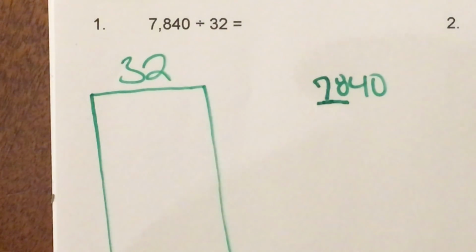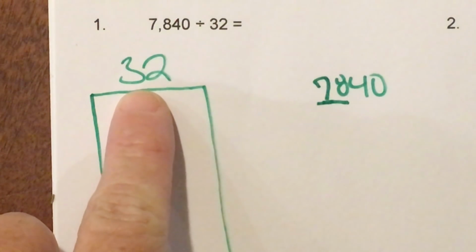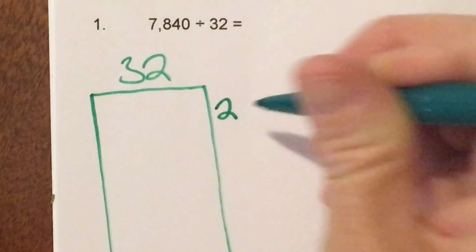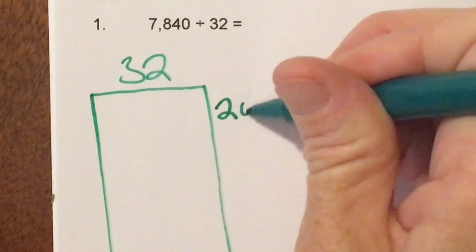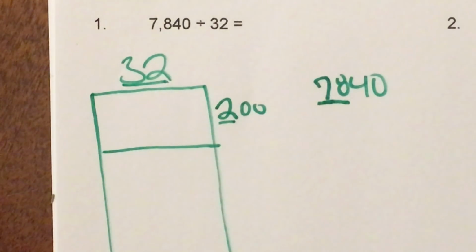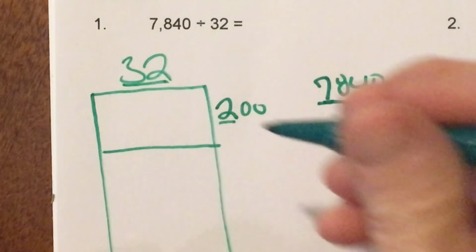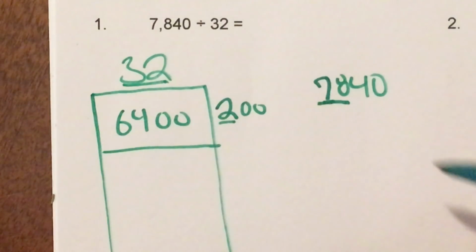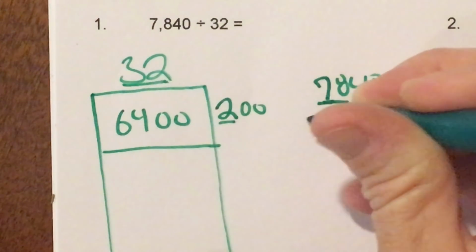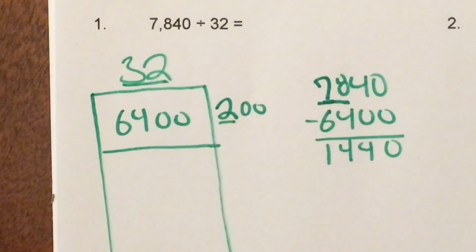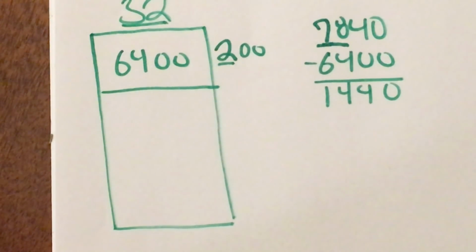I think I could figure it out because 32 plus 32 is going to give me 64. So I know it's going to be 2. But because there's 2 extra, it's actually going to be 200. So 32 times 2, well, I know 30 times 2 is 60, and then 2 times 2 is 4. So it's going to be 64 plus my 2 zeros. So let's come over here and subtract. And I'm getting 1,440.